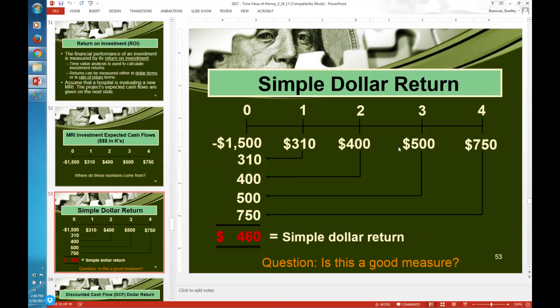This dollar today is worth much more than a dollar value out here in year 4. So while I might use all these at face value, it can seriously exaggerate the returns that I'm actually going to get from this particular project. Be cautious of folks who develop financial analysis and don't apply time value of money concepts, and I'll show you in a second what that really means. So $460,000 is the expected simple dollar return. To answer my own question, is this a good measure? I would say it is not.